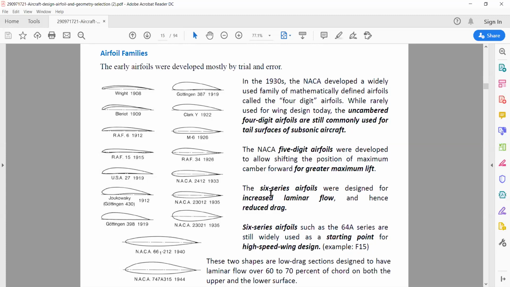And also you can see 6 series airfoils increase laminar flow and hence reduce drag. So why are they increasing it? We can see the different series and why we are coming up with them. We have to increase the laminar flow, turbulence should be reduced, and flow separation should not occur at an early stage. These are the things that should be avoided, so we are coming up with the optimizing of the airfoil. These two shapes are low drag sections designed to have laminar flow over them. You can see NACA 66, 1940, and 1944.